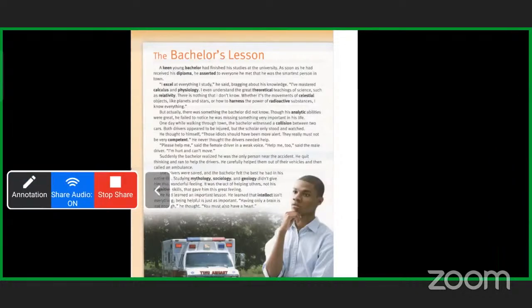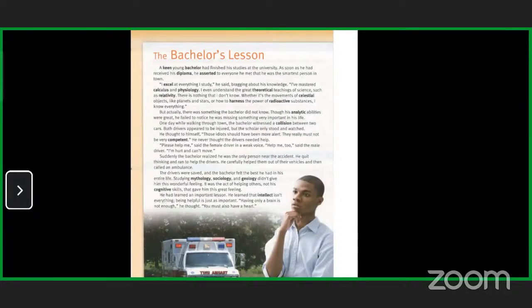The lesson for today, the bachelor's lesson, was that only those things which are related to the intellect are not important on their own, but also humane qualities, like helping each other out. That's the only thing which can make the difference, and you can become great in your life.